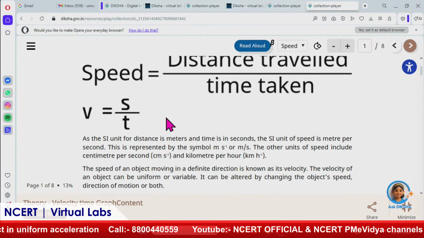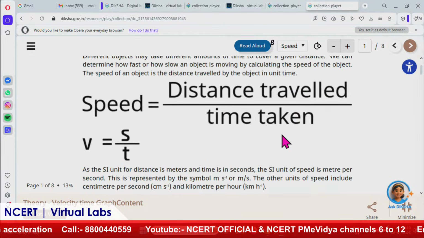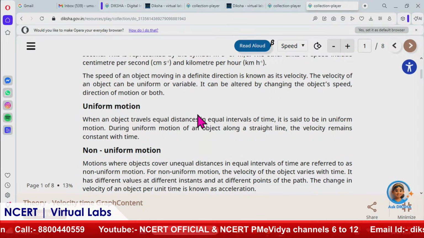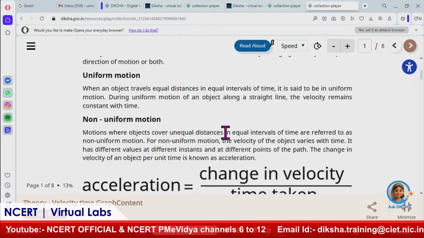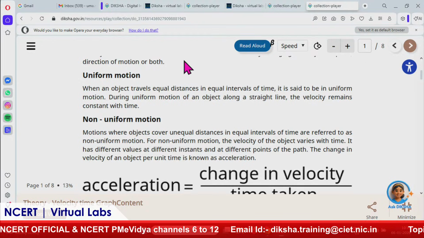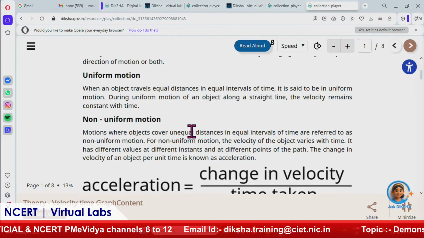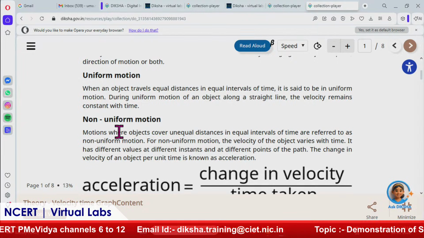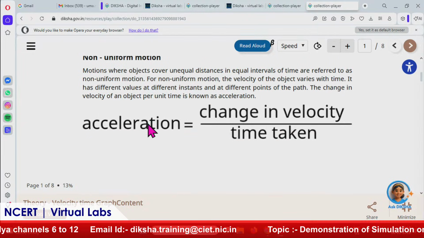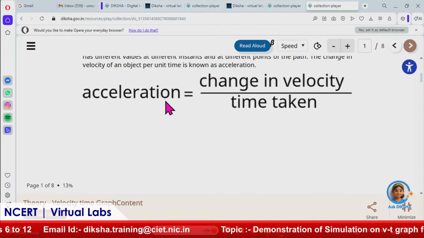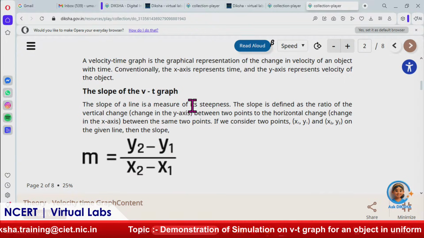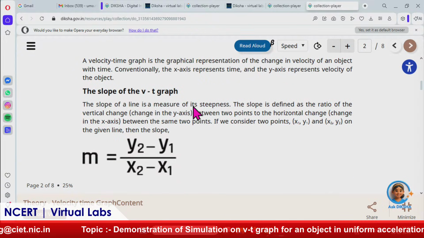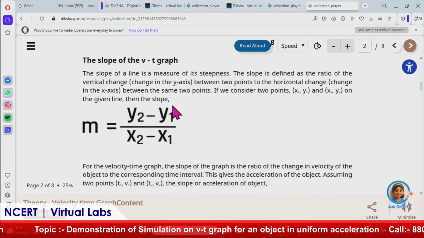Okay, and if it travels a distance in equal intervals of time, that is an example of uniform motion. So, by simply seeing the graph itself, if the line is straight, that means it is uniform motion. If the line is not straight, like a curvy type, then it is non-uniform acceleration, because similarly acceleration is the change in velocity upon time taken. So, all this theory part is available here. The learner will go through this entire theory one by one.